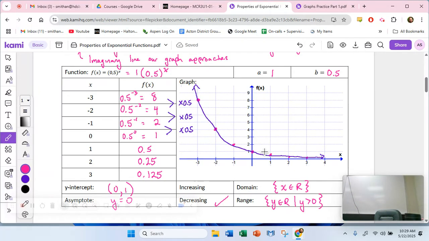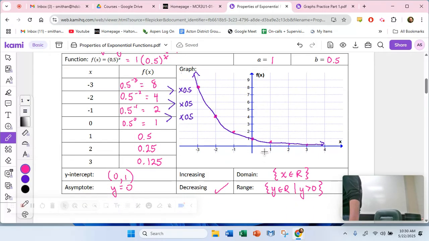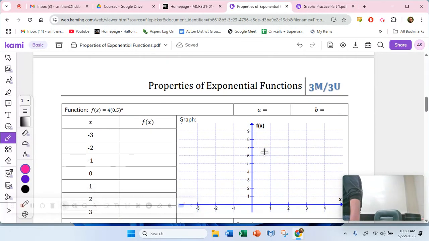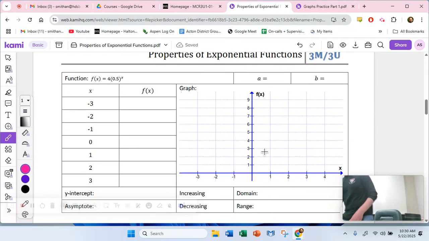Hopefully, you're making some connections between the numbers in the equation and what's happening with the graph. Let's do one more. I think it'll become even more clear after this one. So now we're going to graph the function 4 times 0.5 to the power of x. So here, we've got that same base as before, 0.5. Let's see what stays the same. Let's see what changes when our a value is 4.